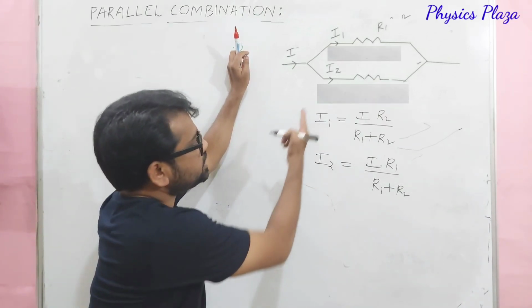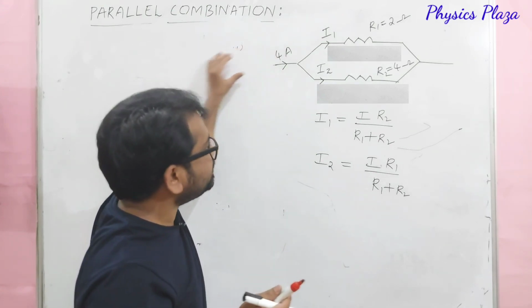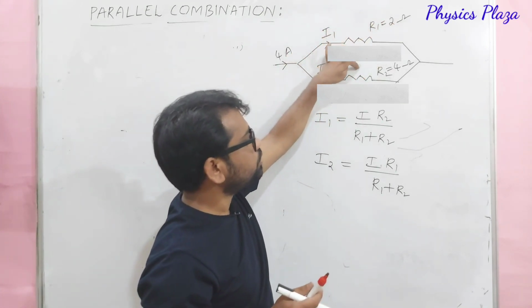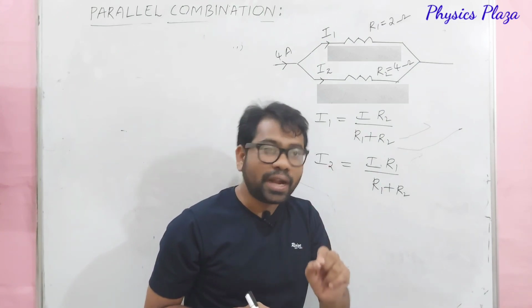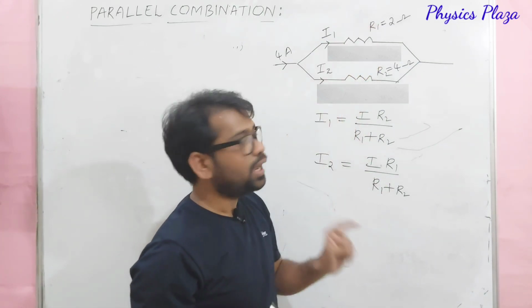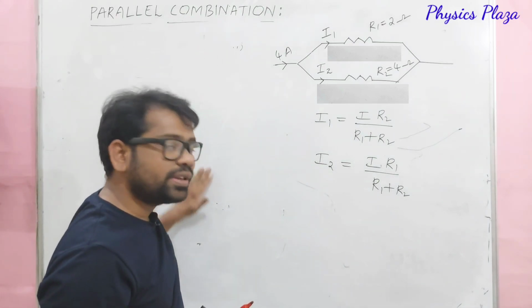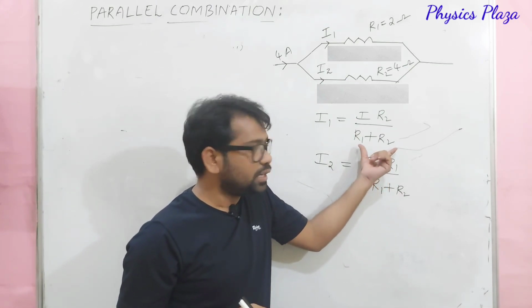Children, look here. In this circuit, what is given? 4 ampere current is entering the circuit. And here R1 is 2 ohm and R2 is 4 ohm. Both are connected in parallel. Then we have to calculate the amount of current which is flowing through the R1 resistor and R2 resistor. How can we calculate? No need to follow the previous method, whatever we derived and discussed. Let us use this direct formula.